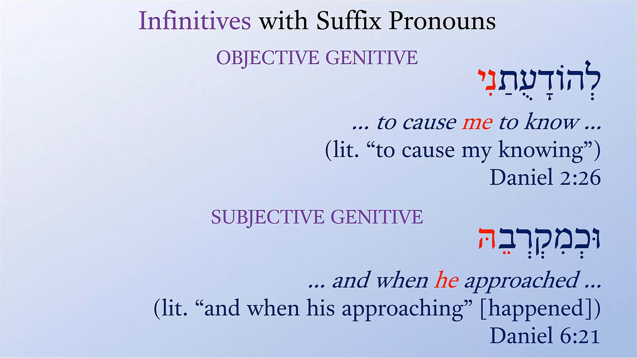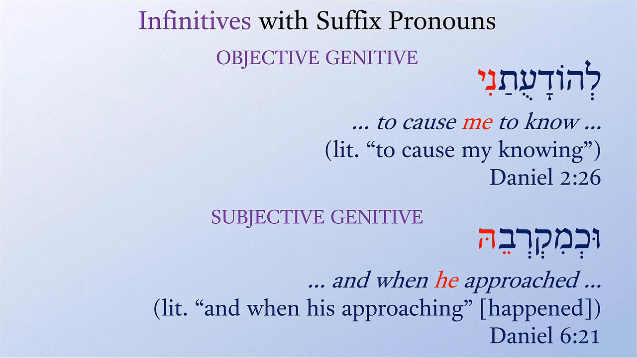It's called an objective genitive because if we're translating this and understanding this more as a verb idea, to cause me to know sounds more verb-like in English. We just need to keep in mind it's to cause me. It's not the me, not the first common singular, that's carrying out the action. Okay, so it's the object of the knowing action.